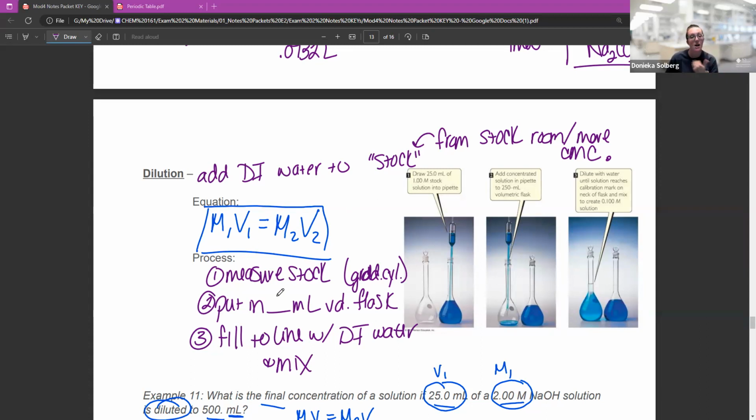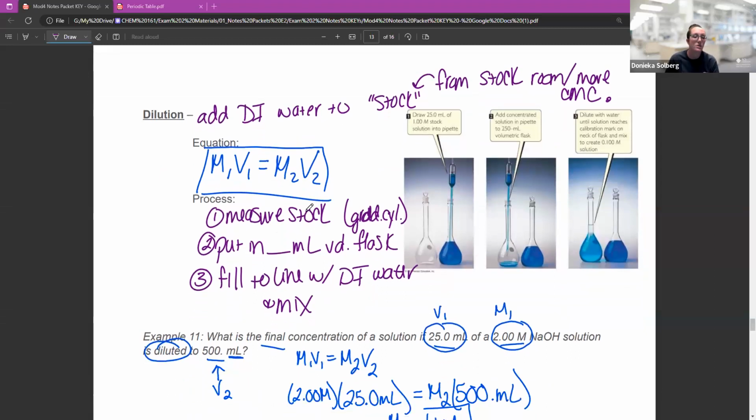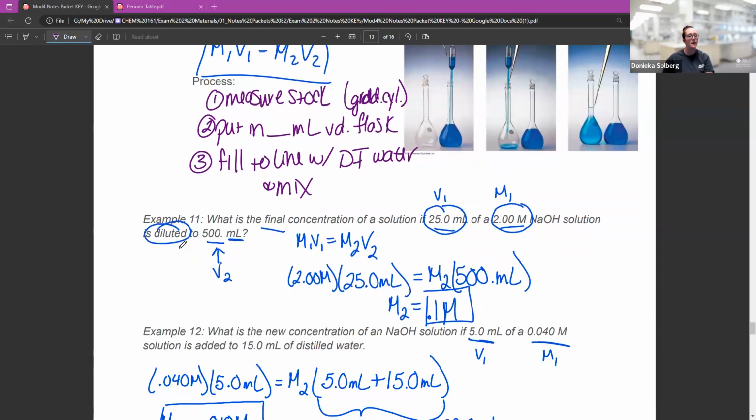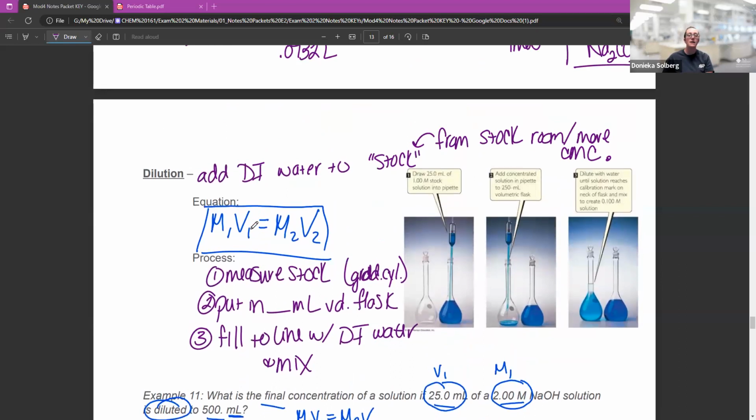So if I said, tell me the steps, you would say, measure the stock, however much stock, using a graduated cylinder or a pipette, put it in a blank milliliter volumetric flask. So in this case, I'm making 250 milliliters, so I want a 250 milliliter volumetric flask. Fill to the line with deionized water. That's it. All right. So calculation wise, I could be like, well, how much of the stock do I need to make this solution? Or what volume can I make if I have this much?